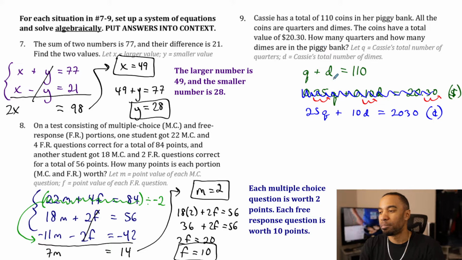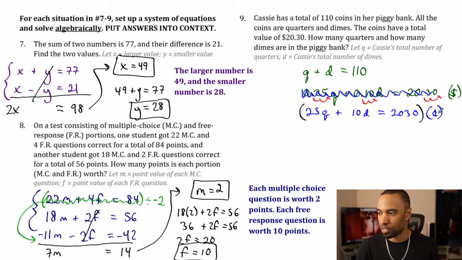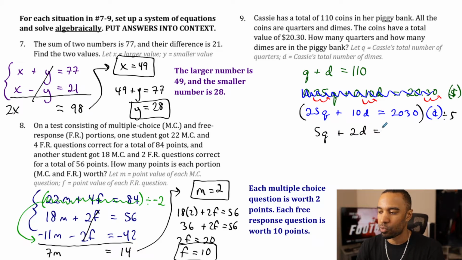All right, a lot of options I can do from here, just to show the whole rewriting both equations thing, especially if you don't like super large numbers to work with. I could divide everything by 5 here, and nothing would go wrong. If I divide everything here by 5, I'm going to get 5Q plus 2D equals 406, I do believe. I hope I'm not wrong. That seems right.